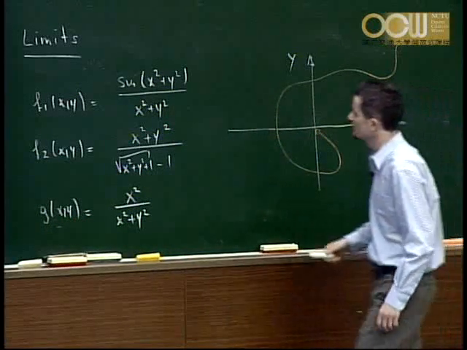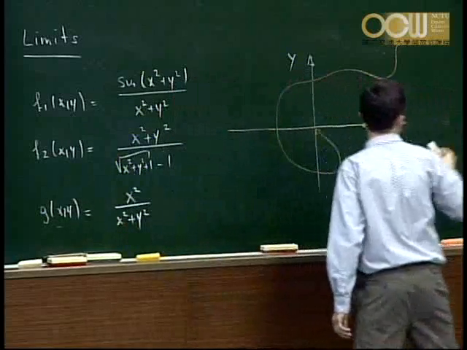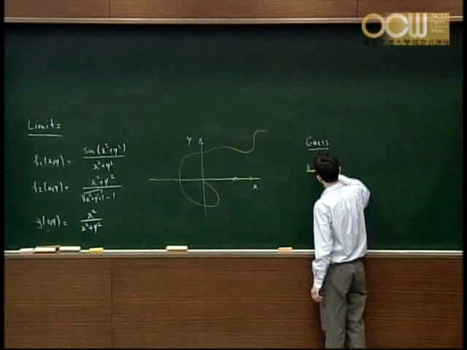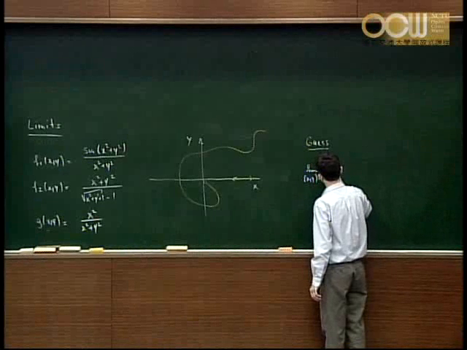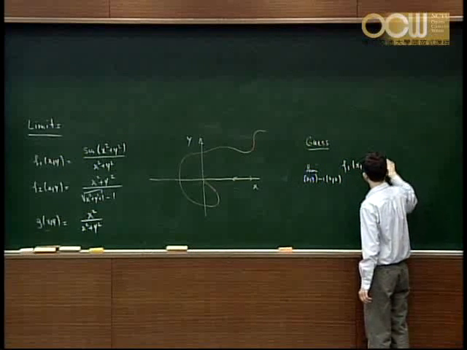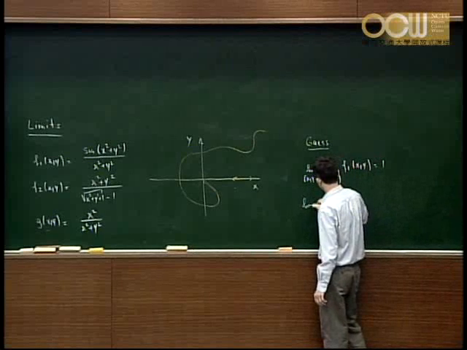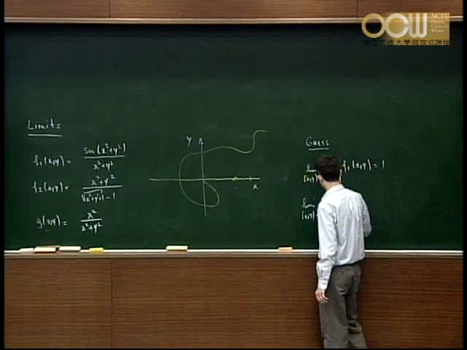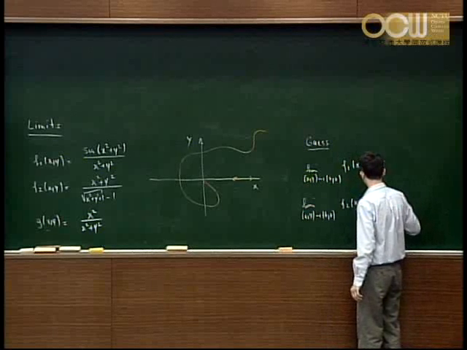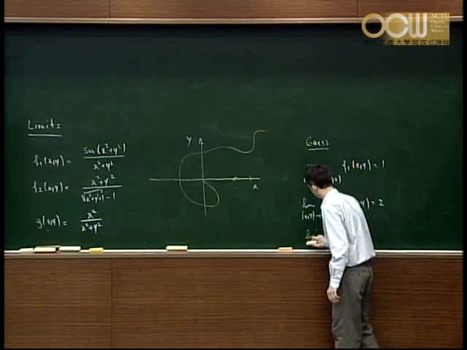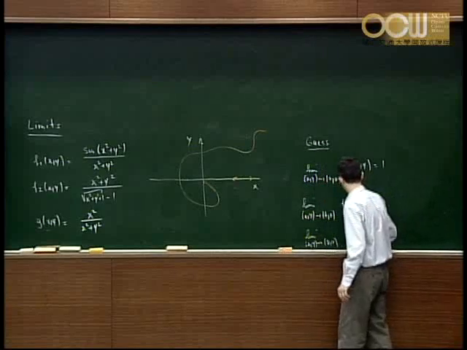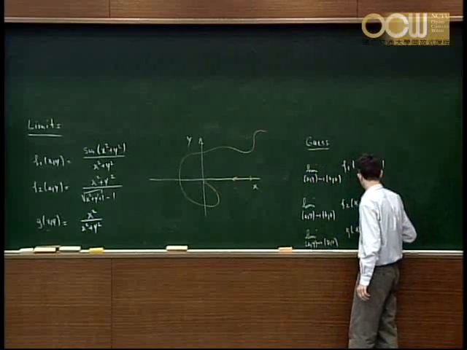So for the first one, we will have the guess that the limit as (x, y) tends to (0, 0) of f1(x, y) is equal to 1. For the second one, we will have the guess that the limit as (x, y) tends to (0, 0) of f2(x, y) is equal to 2. And for the third one, we will guess that the limit as (x, y) tends to (0, 0) of g(x, y) does not exist.